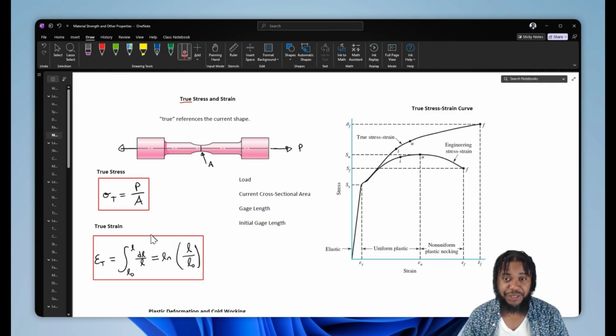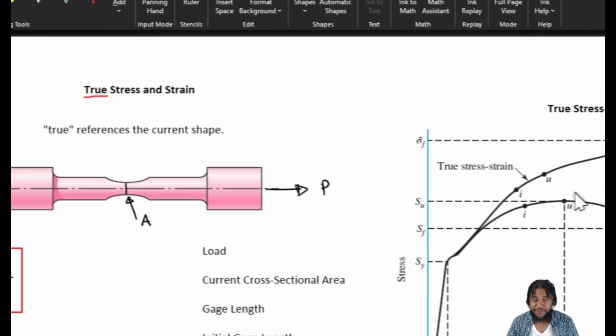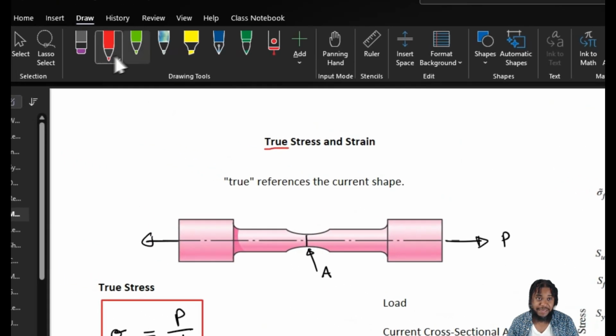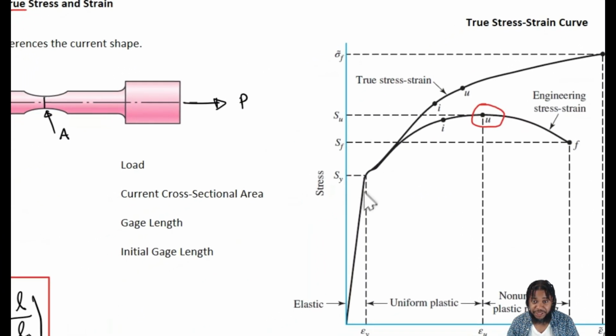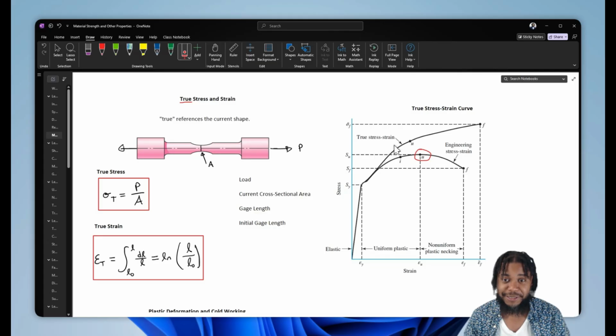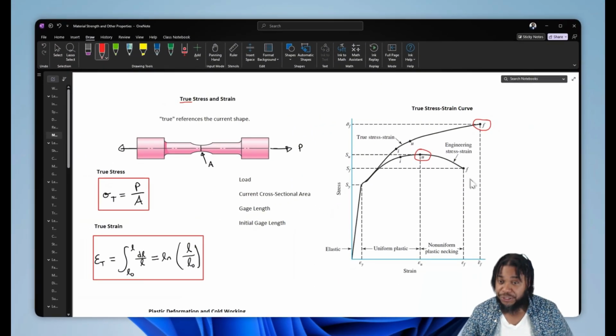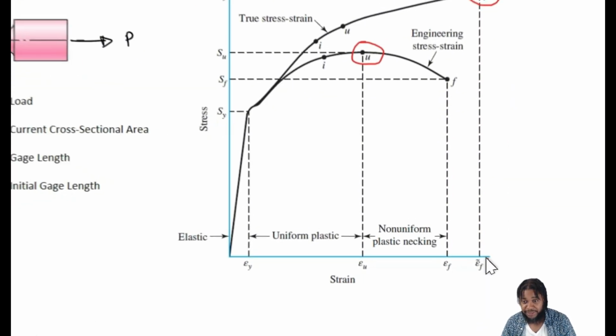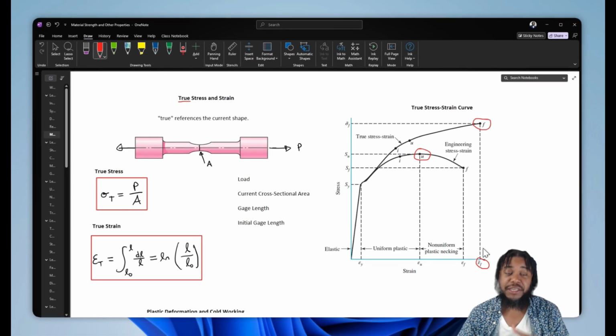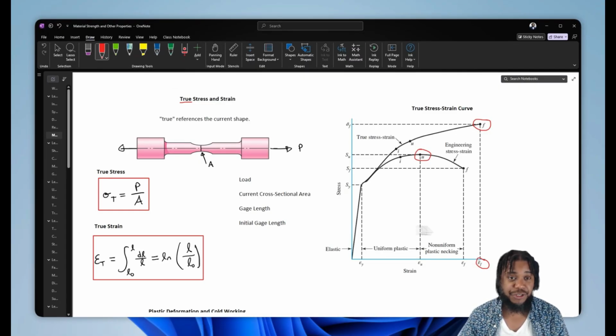When we do these calculations and we account for how area is constantly decreasing, instead of having a critical stress of the ultimate tensile strength, we see that stress continuously increases as our part necks down, with higher force and smaller area, until we get to a true fracture strength of our material, which is massively higher than what we found in engineering. And similarly, the true ductility is much higher as well compared to engineering.